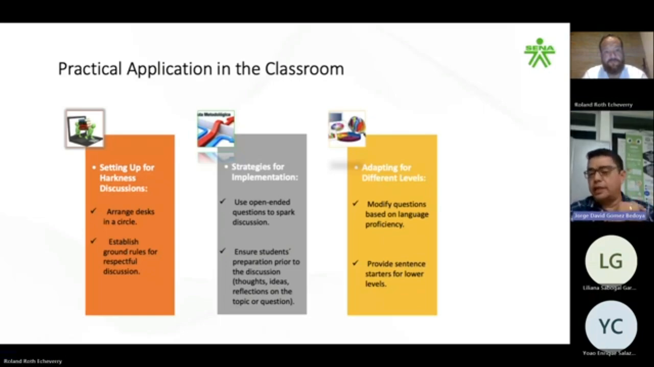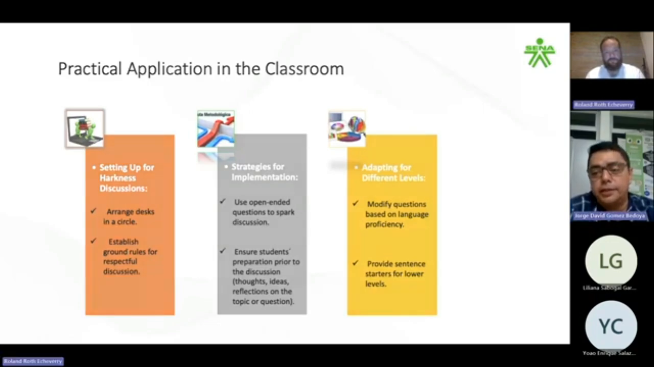But before that class, we have to ensure that the students are very well prepared for discussing. They have to bring their ideas, their thoughts, their reflections, topics, questions, etc. We have to adapt to the level of the students. According to their proficiency, we have to ask the questions. And we can give them information for them to apply in these discussions. Next slide, please.